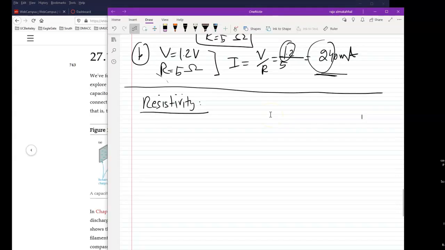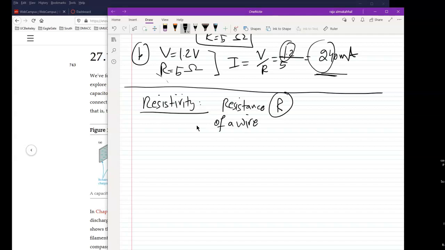Okay, so what is resistivity? We dealt with the term resistance, R. If you ask the question, what does resistance depend on? Resistance depends, as far as the wire is concerned, on the resistance of a wire or a conductor. When we say conductor, it means a wire. What does it depend on?